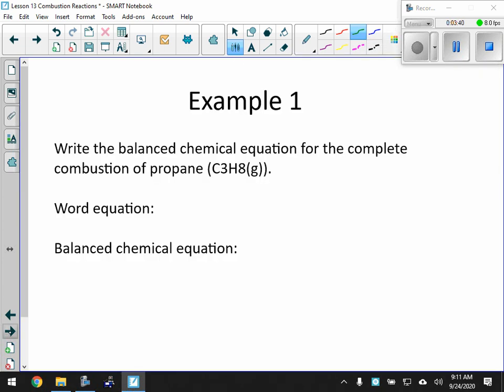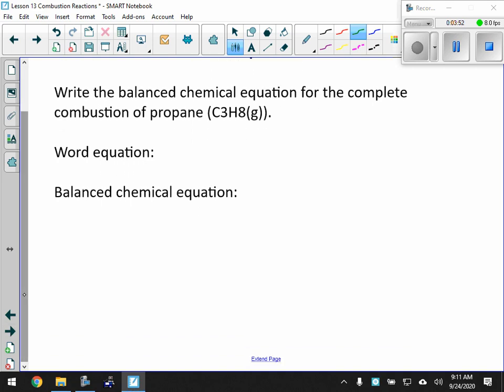Okay, so I guess we'll start. I guess we'll do a word equation here, but again, what we're interested in is the balanced chemical equation eventually here. So, but we'll start with that, I guess. So in this case, it talks about propane. So I'd say propane. Now, the one thing to remember is in order for any combustion reaction to take place.